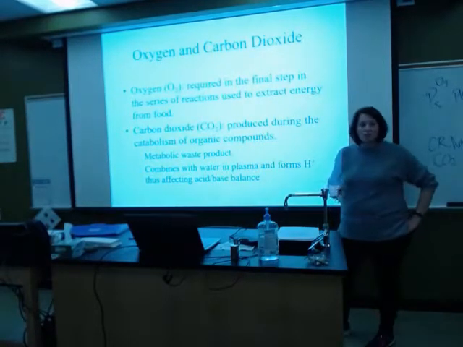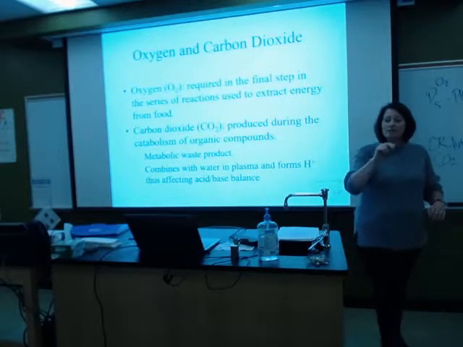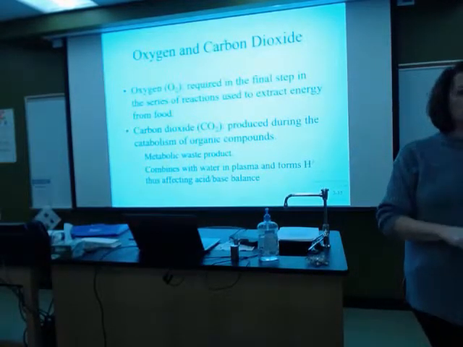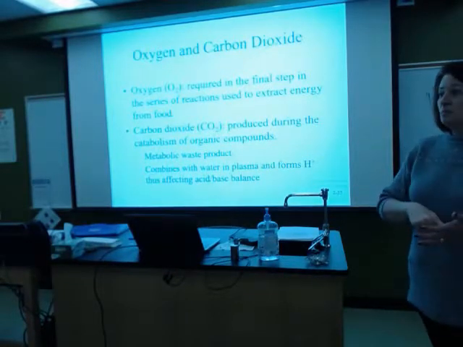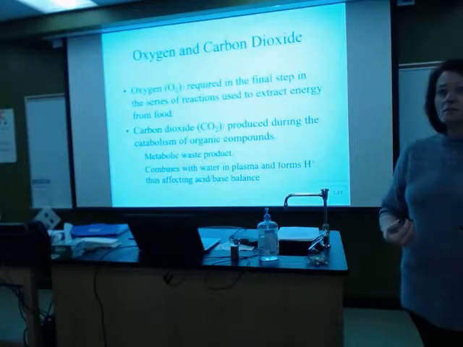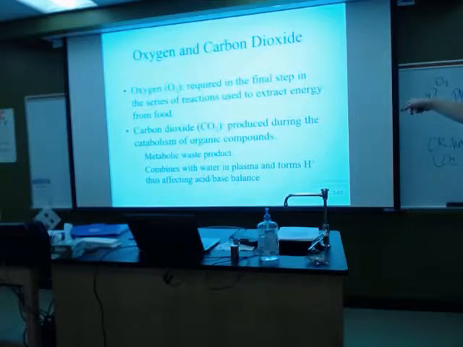Remember that electron transport chain? This is the way that the majority of the ATPs are produced. ATPs, energy of the cell, energy of the body. We need oxygen. Look at this. Where we need it: the final electron acceptor. That's where we need it.